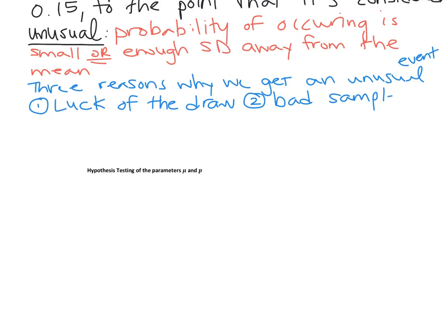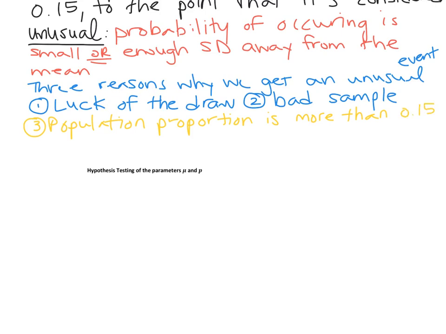But the one that we're going to assume for our inferential statistics in this case was that the population is actually more than 0.15. So population proportion, that is, p, is more than 0.15. And that's what we're going with.